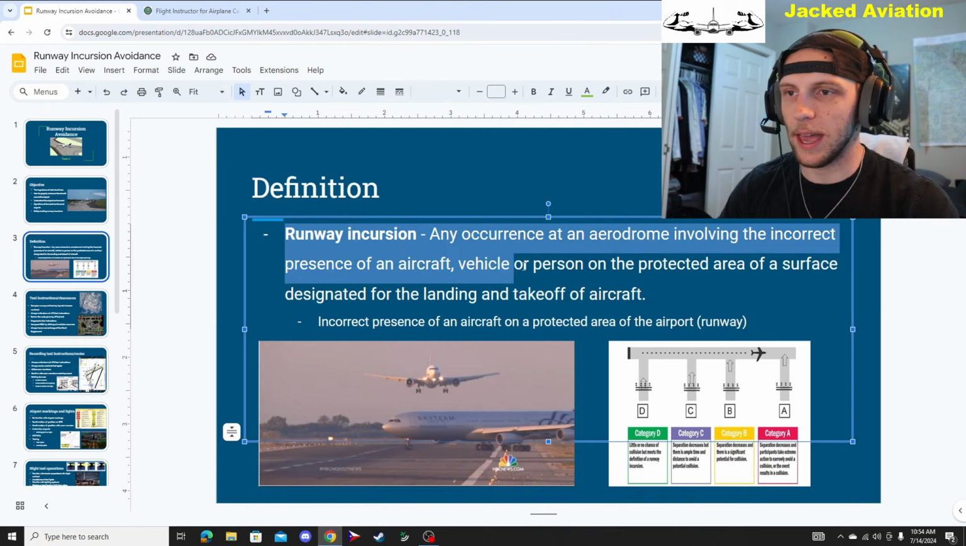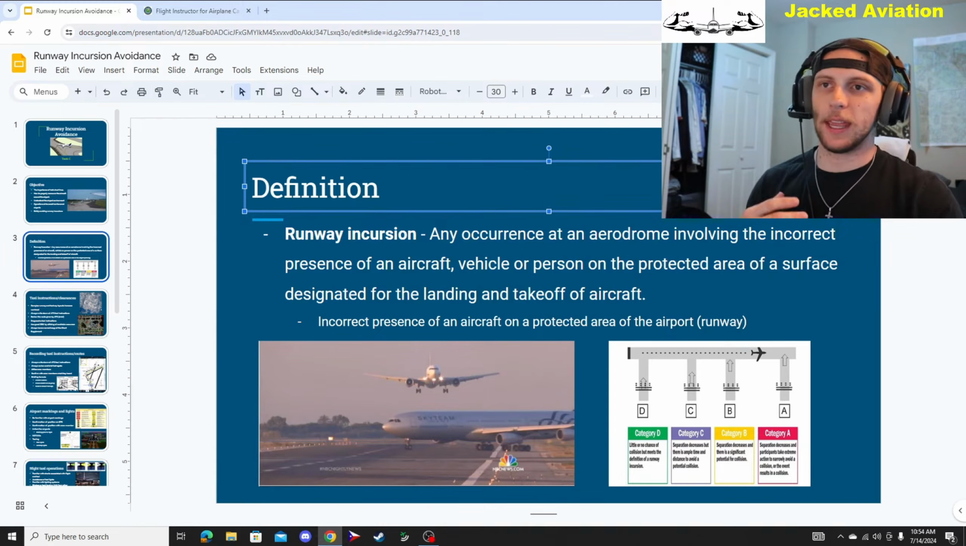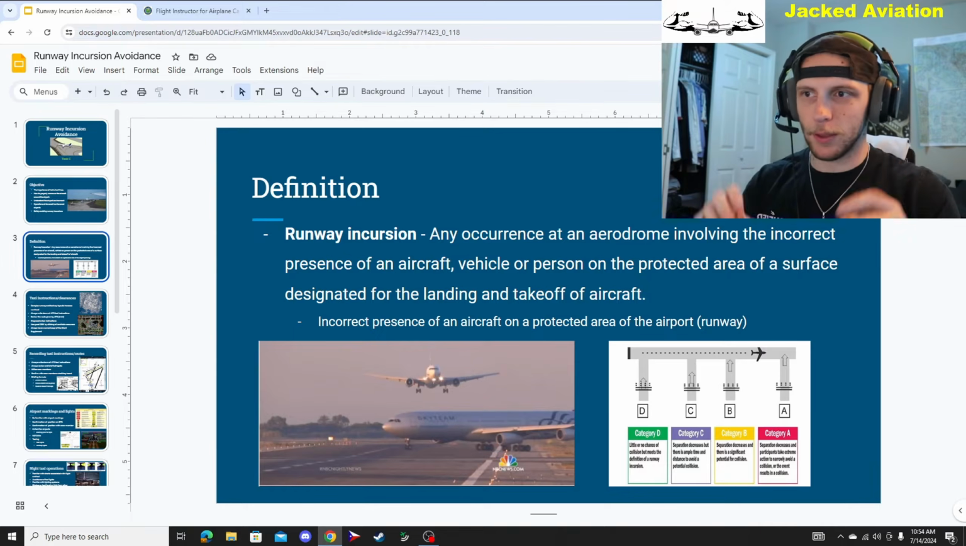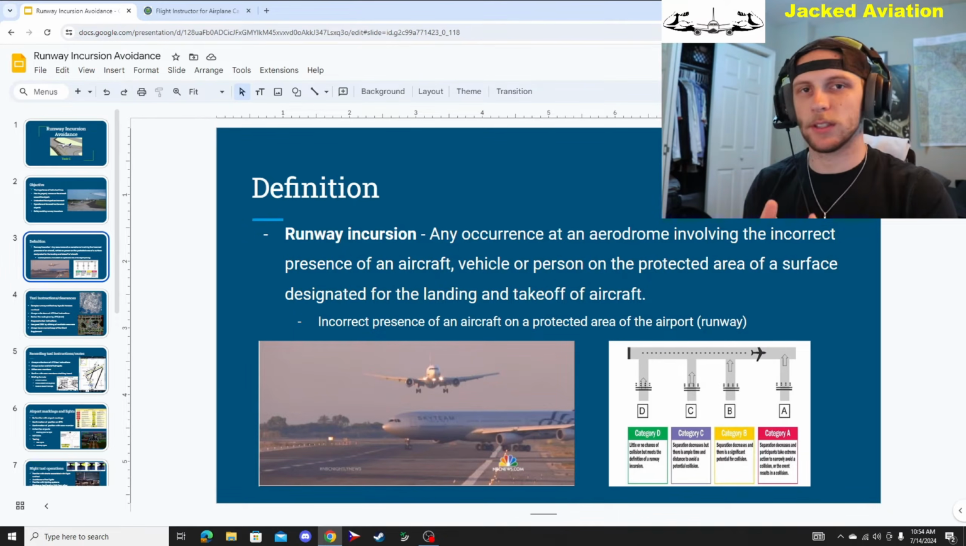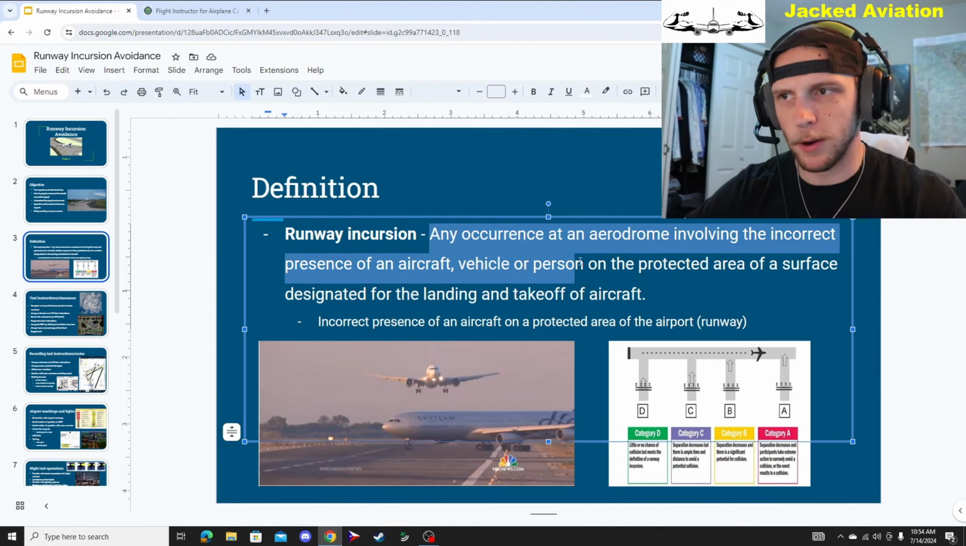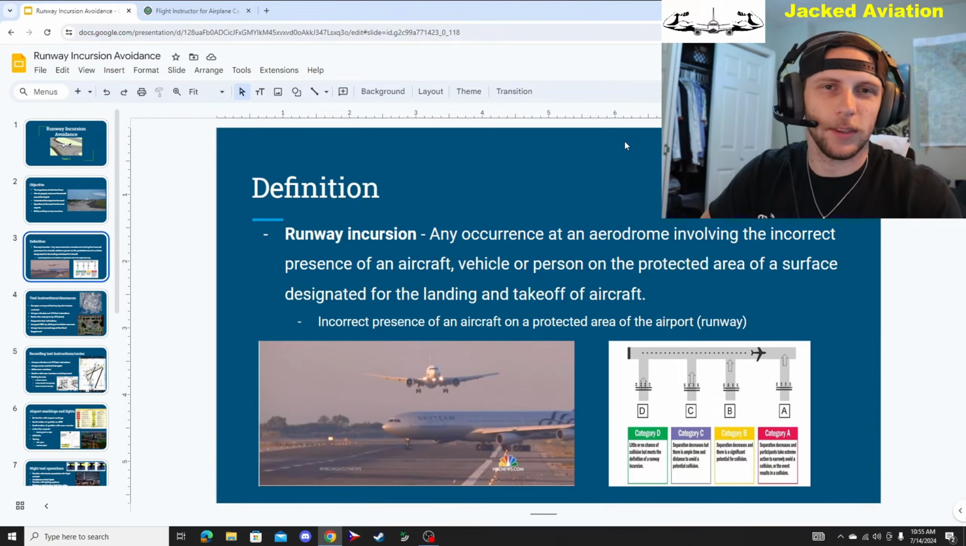So again, putting the actual definition, and again, making sure it's not wordy, right? You don't want to be blah, blah, blah. Just break it down in simple terms, okay? I could say a runway incursion is any occurrence in an aerodrome involving the incorrect presence of an aircraft on a runway. No one wants to hear that.